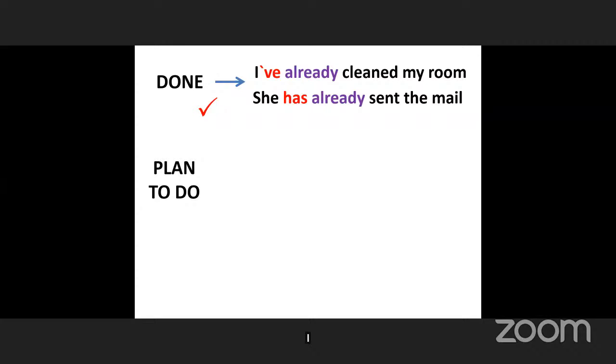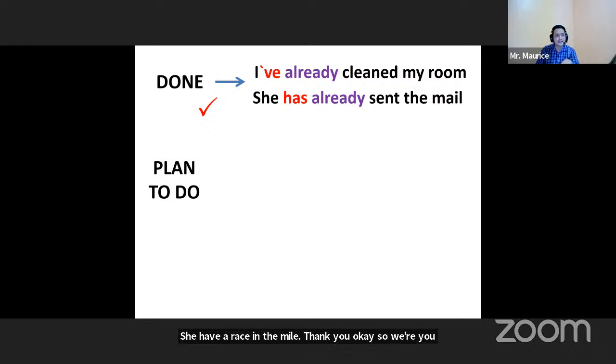I already cleaned my room. She has already seen the mail. Thank you. Okay, so when you see the word already, it means that those activities are done. Ya están hechas. Ya he limpiado mi cuarto. I've already cleaned my room. And number 2, she has already sent the email. Ella ya ha enviado el correo. Done, so we use the word already.